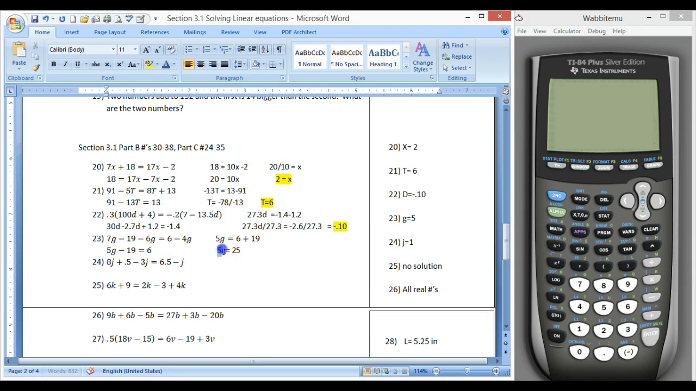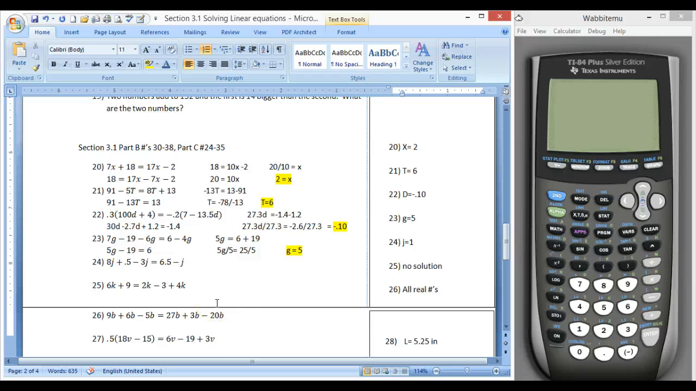And then to get rid of the 5 over here, I have 5 times g, so I need to divide by 5. Dividing by 5 on the left-hand side, 5 divided by 5 is 1. 1 times g is g, so I'm left with g equals 25 divided by 5 is 5. And I'm going to highlight this as my answer, and it matches that. Good. Okay, let's move on to number 24.